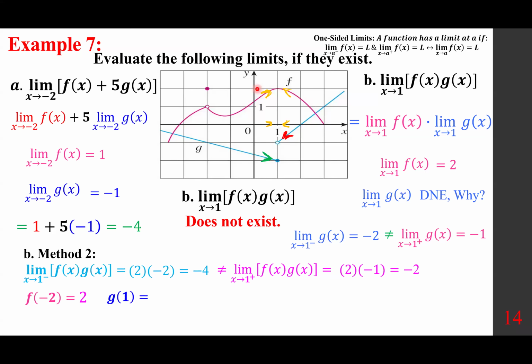G of 1. Okay, so g is this blue function. Let me erase things so it makes it easier to see. So g is the blue one. At x equals 1, you look for a solid point. This is the solid point, and the solid point has the y coordinate -2.